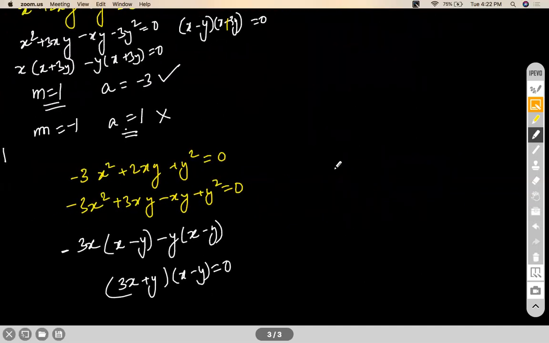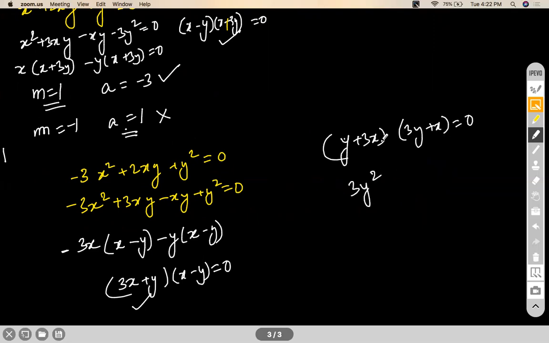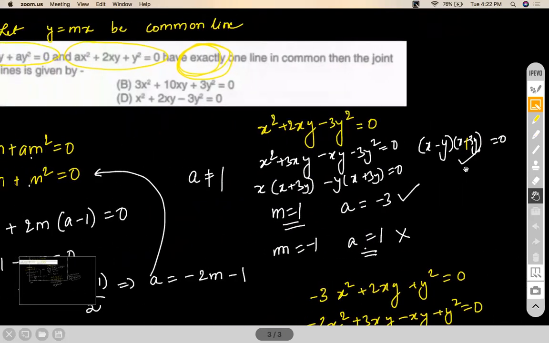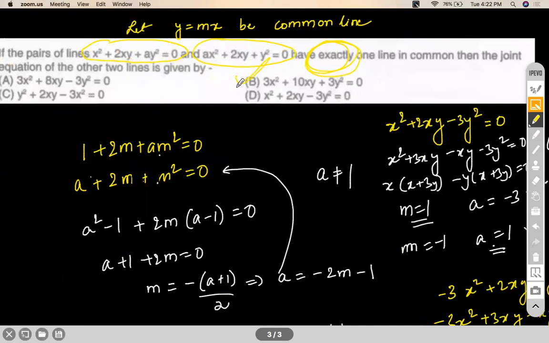So what I'm going to do is make up a line using these other two. So you get y plus 3x times 3y plus x equal to 0. This clearly gives you 3y square, this will give you 9 plus 1, 10xy, and 3x square equal to 0. So any option which says this should be your right option. Let us figure out which option says it. Oh, I can clearly see B is the option which works.